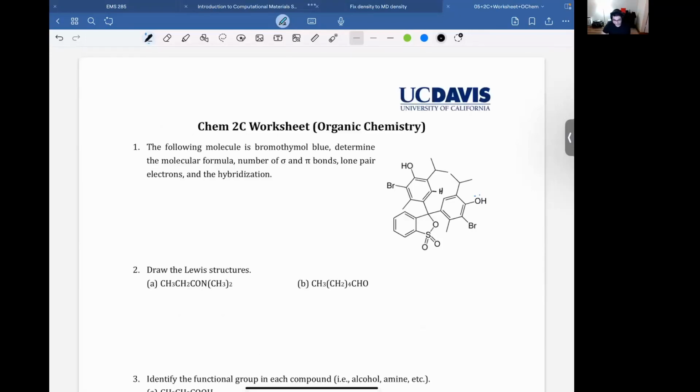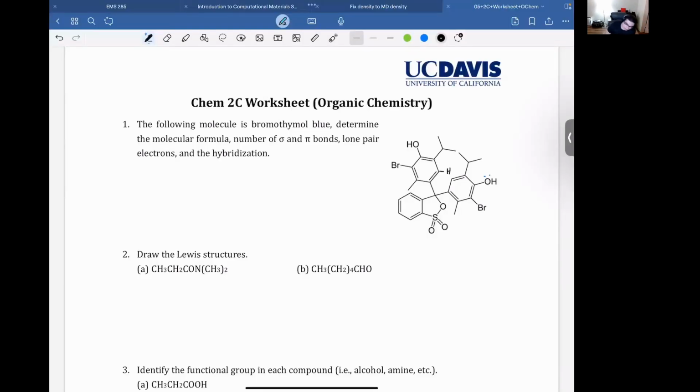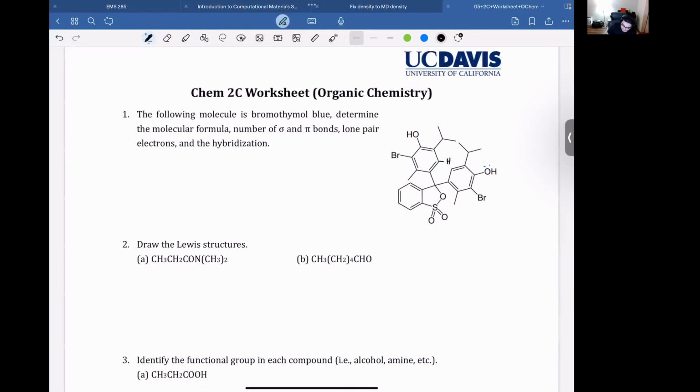Chemistry worksheet. Number one says, for the following molecule, bromothymol blue, determine the molecular formula, the number of sigma bonds, number of pi bonds, lone pair electrons, and hybridization. To determine the molecular formula, all you have to do is count everything.